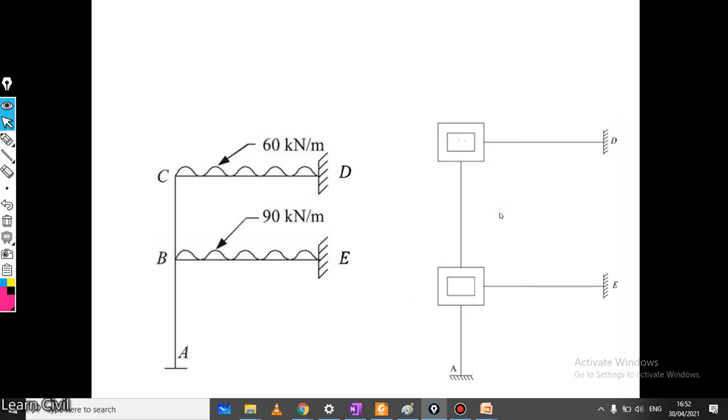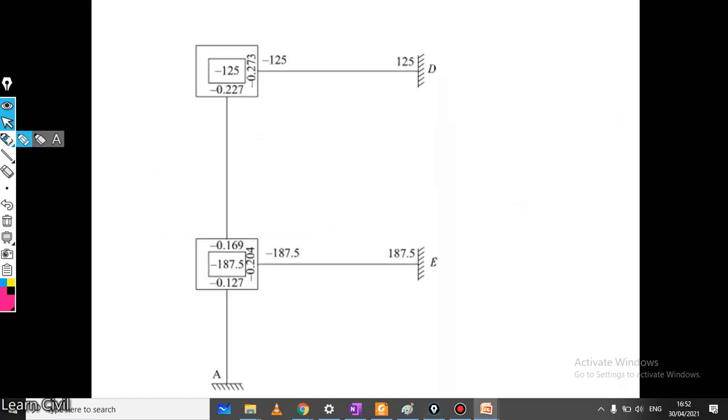So the same table is prepared like this. You can see here the values of fixed end moments are written. Here we will be having 0 fixed end moment, because there is no load on AB and BC.